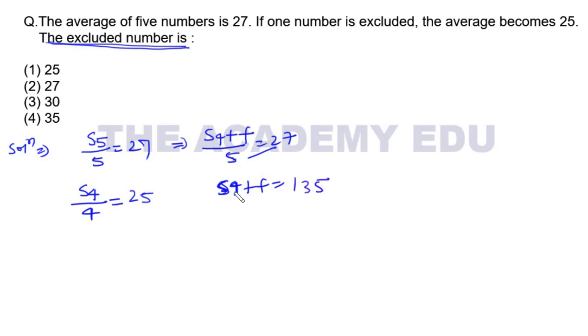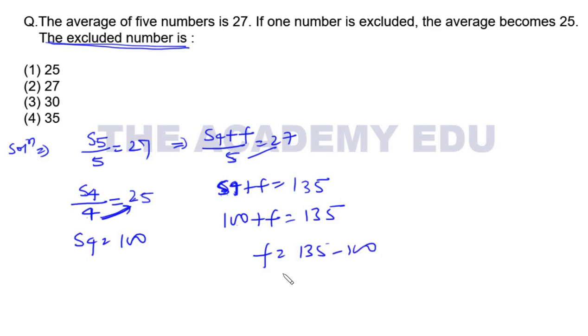Okay. So what is S4? You get S4 from here. Cross multiply, so you get S4 as 25 times 4, which is 100. Put 100 here: 100 plus the 5th number, which is excluded, is 135. The 100 will come to this side. So the 5th number is 135 minus 100. You will get 35 as the answer.